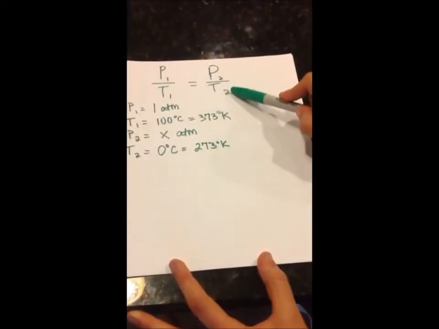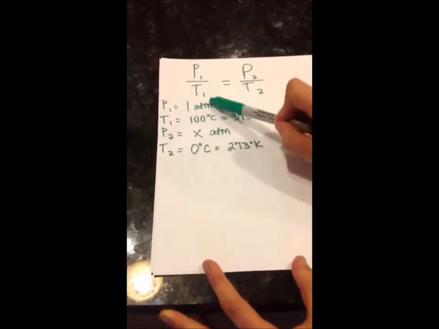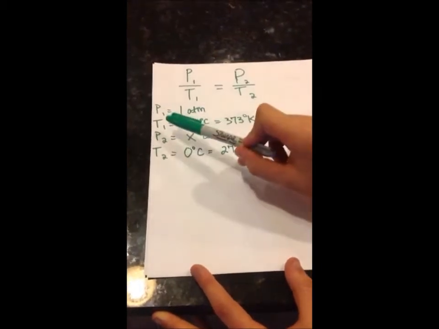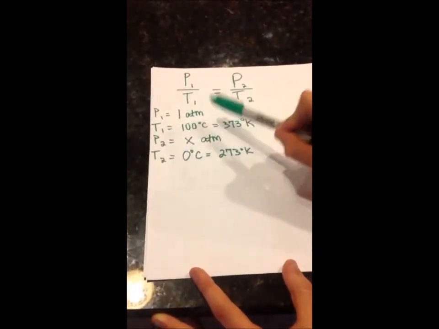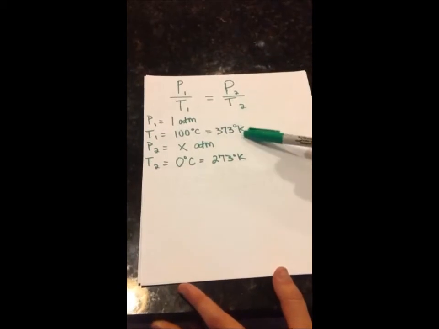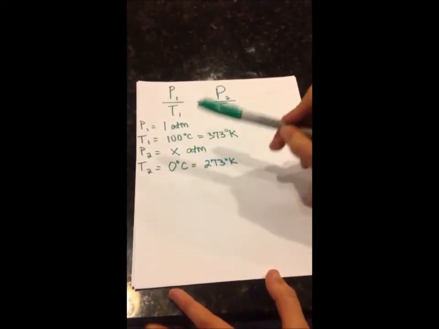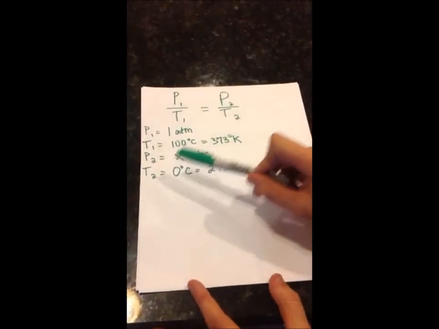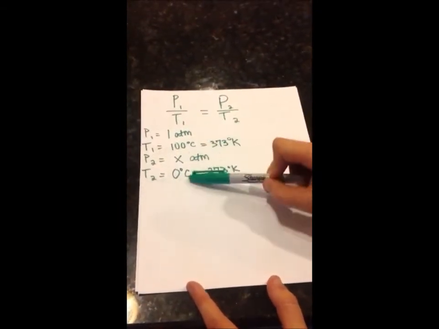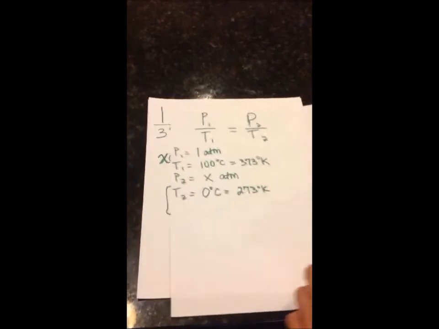P1 over T1 equals P2 over T2. P1 was 1 atmosphere because it's at sea level. T1 was 100 degrees Celsius, which is the boiling point of water, so that would be 373 Kelvin. P2 equals X atmosphere, which we're trying to find. T2 is 0 degrees Celsius, which is freezing, which is 273 Kelvin.